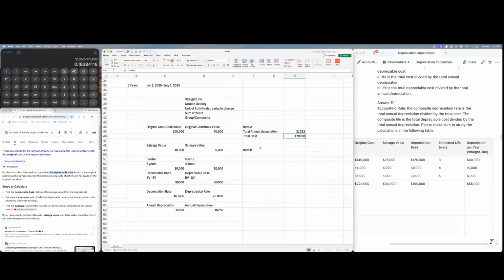And you could calculate the composite life as well if you would like. You don't necessarily have to, but it'll be total depreciation cost divided by the annual. So you would have to get the depreciable base. That's the depreciable amount. So that's total depreciation cost divided by the annual total depreciation. So 4.9 years.